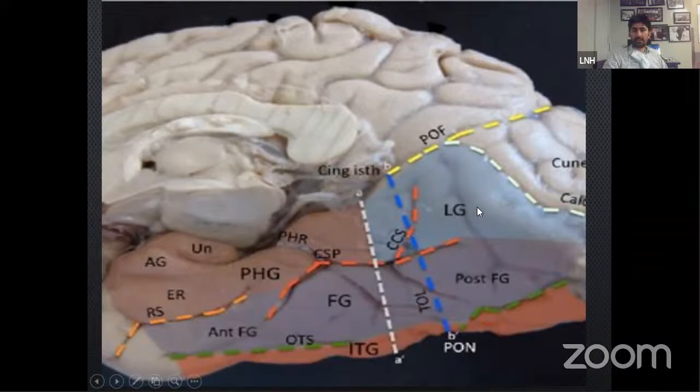Now we can appreciate the three gyri that form the inferior surface of the occipital lobe. This is the lingual gyrus, this is the post fusiform gyrus, and this is the inferior temporal gyrus. The lingual gyrus is separated from the post fusiform gyrus by the continuation of the collateral sulcus, and the post fusiform gyrus is separated from the inferior temporal gyrus by the occipito-temporal sulcus.